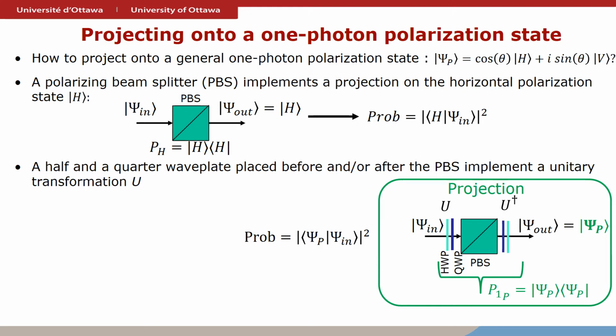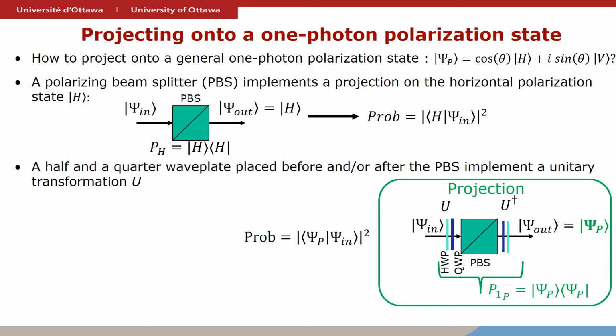Now the question is, how do you go from a projection onto the state H to a projection onto the state psi-p? To do so, you will need to add a half wave plate and quarter wave plate that will be placed before and after the polarizing beam splitter, and that will implement a unitary transformation U. Indeed, a half wave plate and quarter wave plate implement a unitary transformation that can transform any known polarization state into any polarization state, which means that you are able to transform H into psi-p.